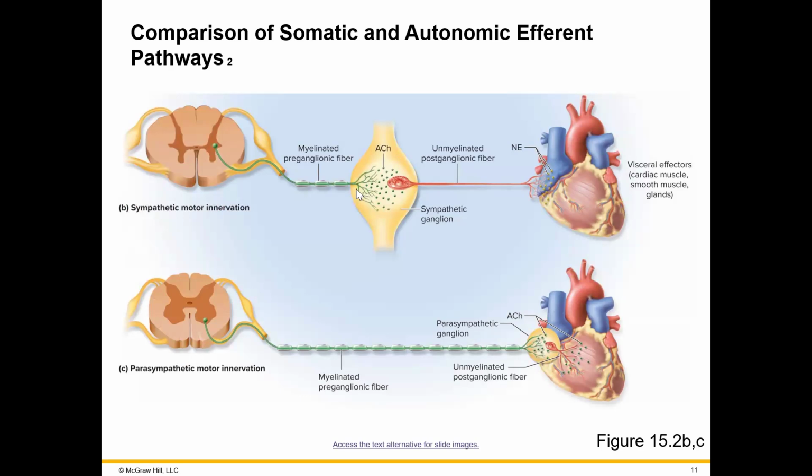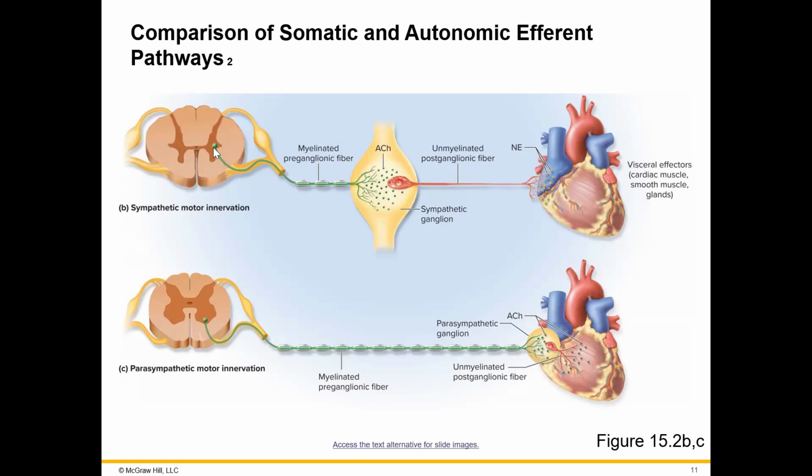So remember what I told you. If you want to tell the difference between two things, begin with the similarities. What is the difference between the ganglia of the sympathetic motor and the parasympathetic motor? First of all, both of them have preganglionic and postganglionic fibers, and both of them have ganglia. The only difference is the sympathetic has short, you see the green one is short, preganglionic fiber and long unmyelinated postganglionic fiber.